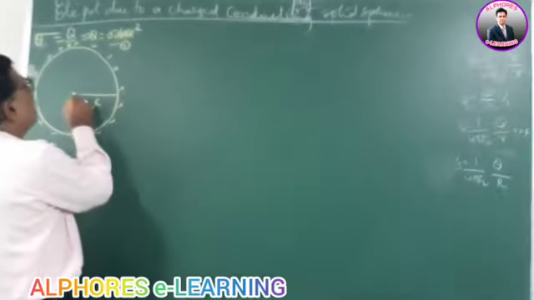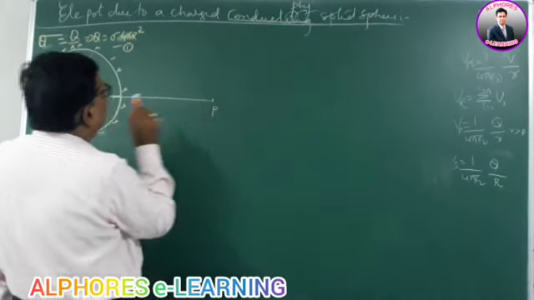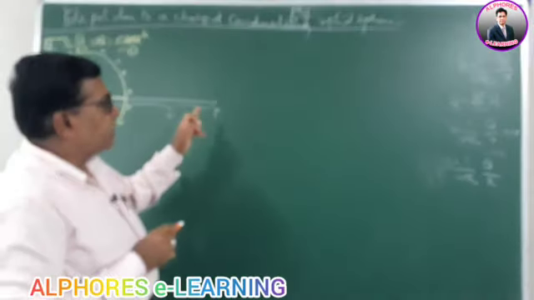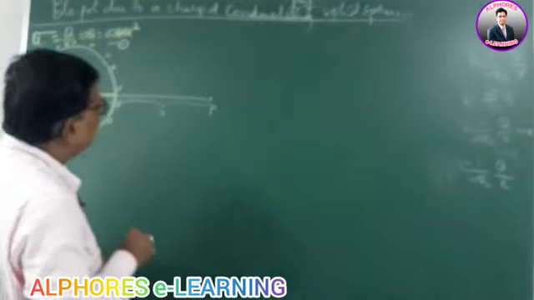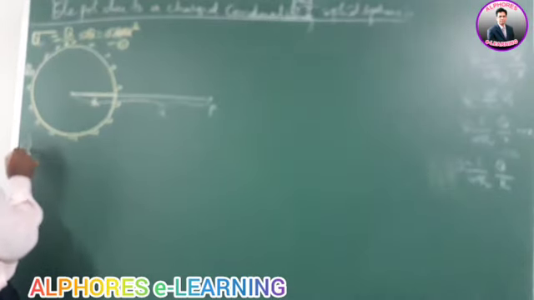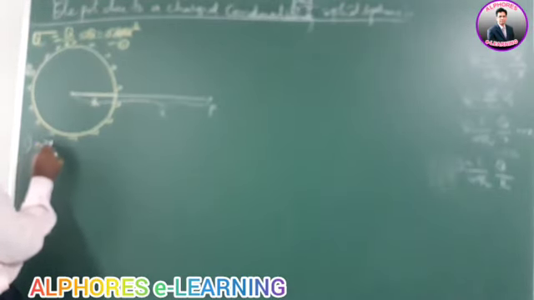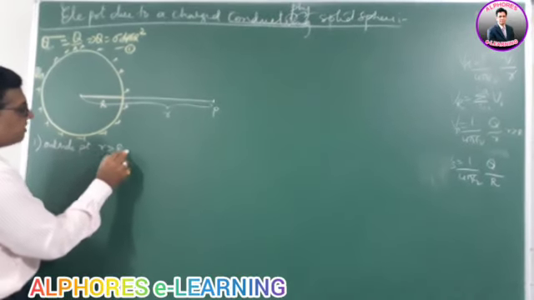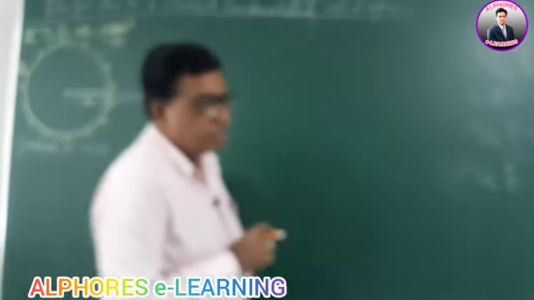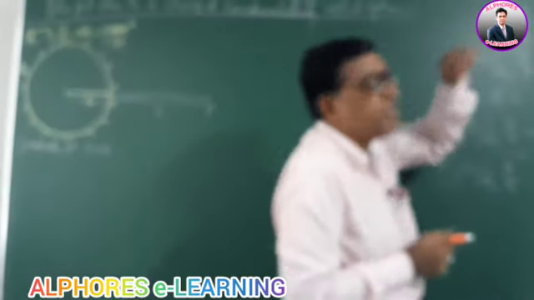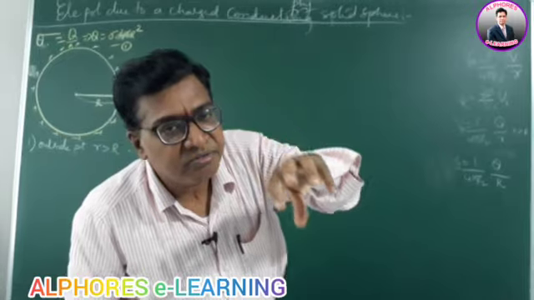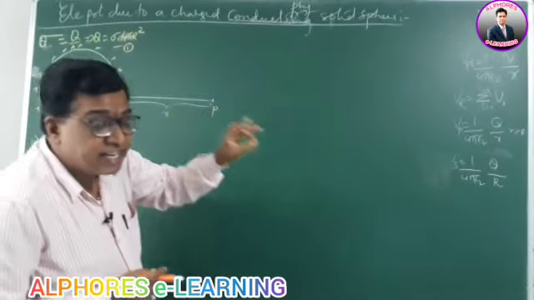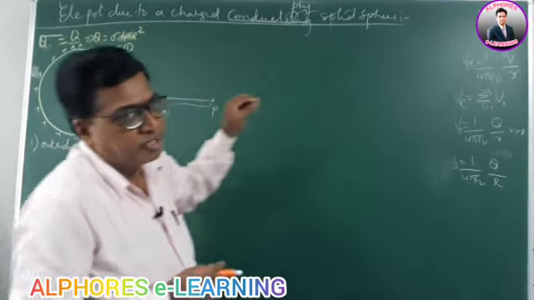Now let us consider an outside point P at a distance r. We have to find out the potential at this point P. Case 1: outside point. For r greater than R, we are finding the potential. According to the definition, potential is the amount of work done in moving a charge from infinity to the point in the field.